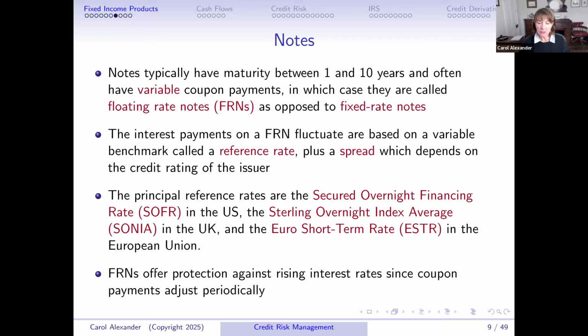FRNs are popular because they offer protection against changing, or rising anyway, interest rates. So rather than buying a fixed coupon bond, which is always paying 5%, if interest rates go up, that's not going to change, but your FRN will have a higher coupon payment when interest rates go up. So if you think interest rates are going to go up, you prefer FRNs to fixed rates, whereas fixed rates are preferable when you think interest rates are going to go down.